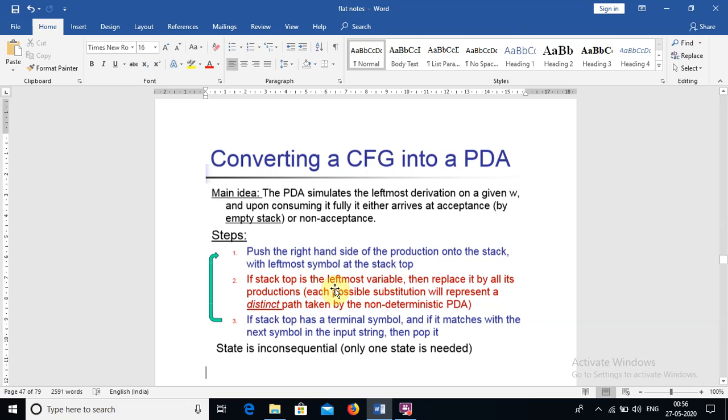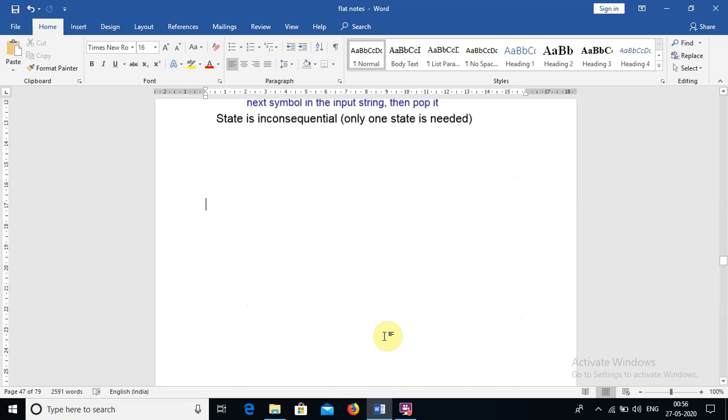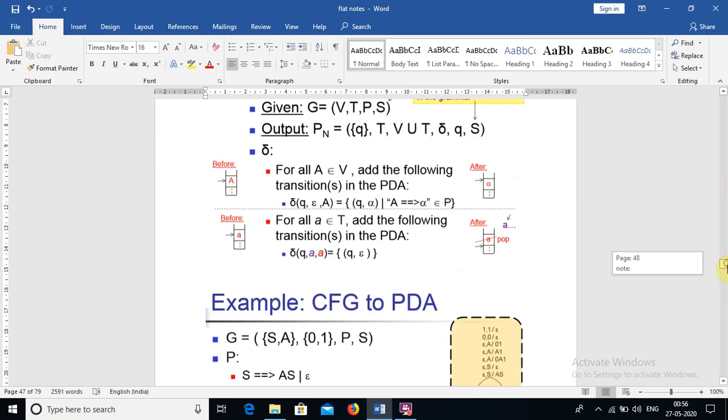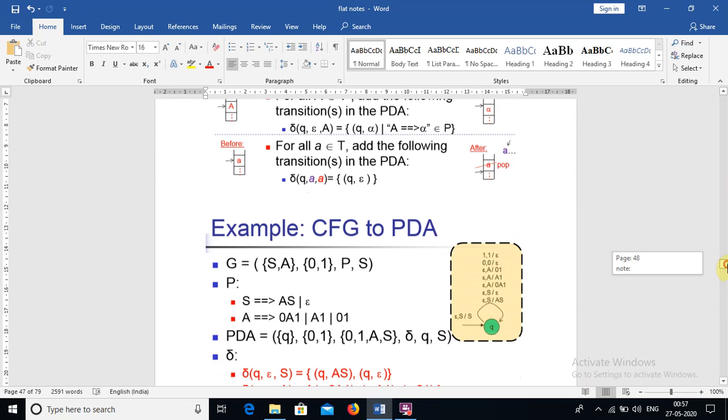If the leftmost symbol that you push into the stack is a non-terminal, you replace it with the production rules related to it. If it is a terminal, you just pop it. Okay, so let's see with an example. This is the grammar and we have to convert it into a PDA.